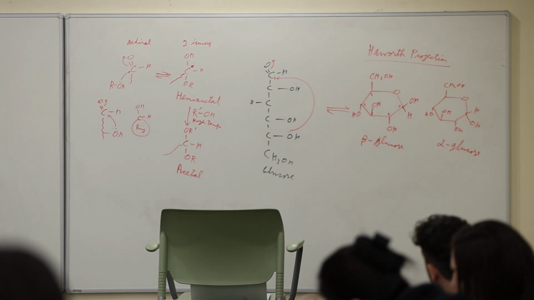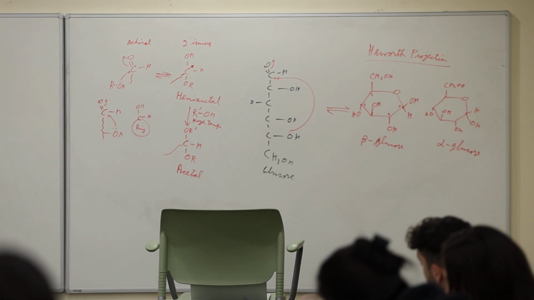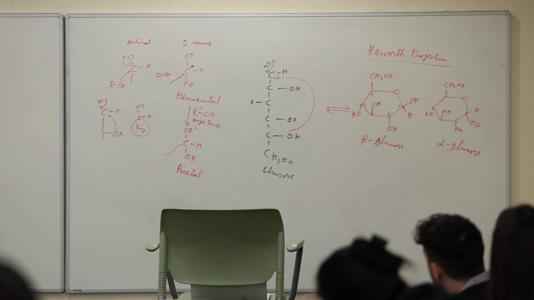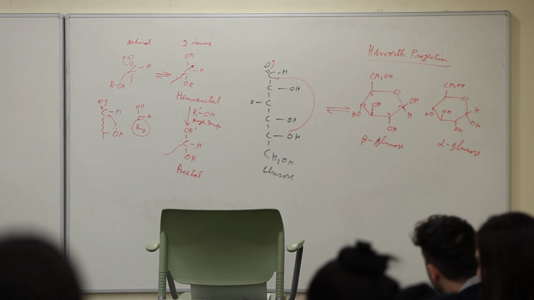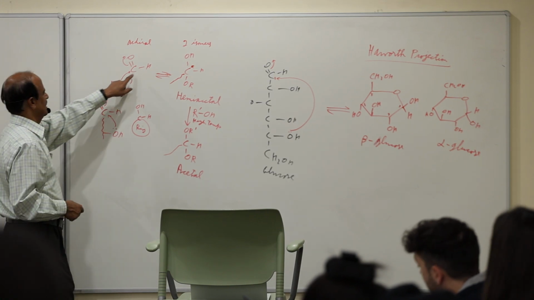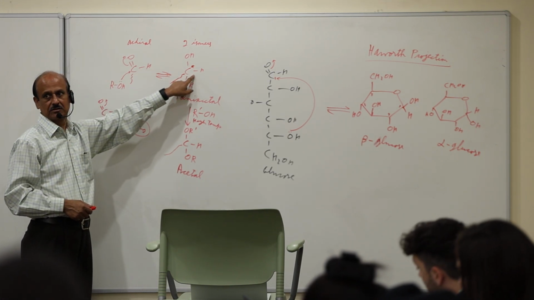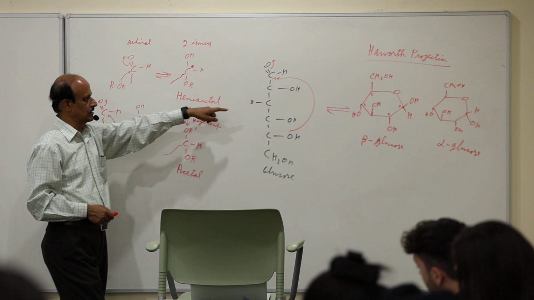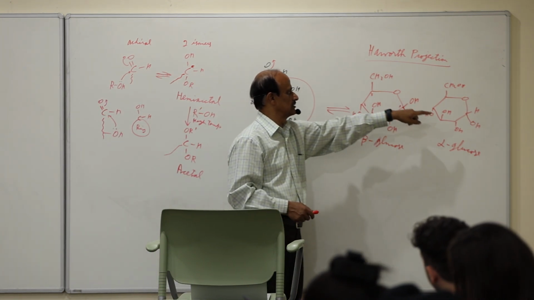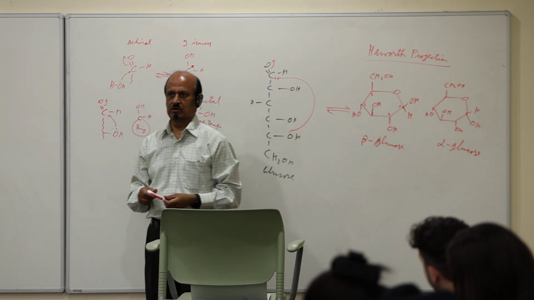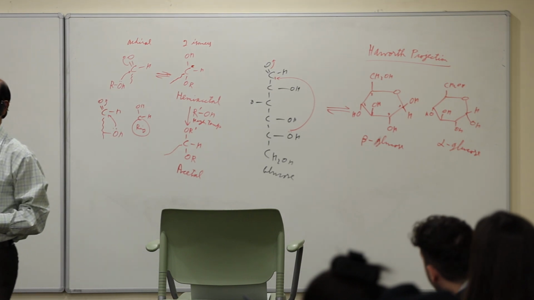Yes, yes. So carbon 1 is the chiral center? It's a new chiral center, yes. Once again, look at this reaction here. This is the aldehyde carbon, that's where you have created the new chiral center. And so carbon 1 is the one that will give you the two different isomers. One is the alpha isomer, one is the beta isomer.